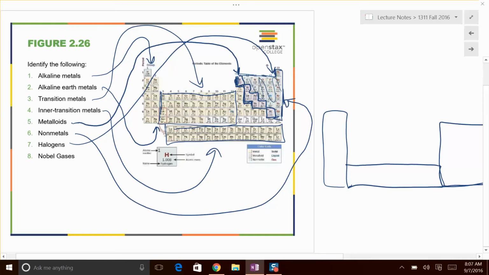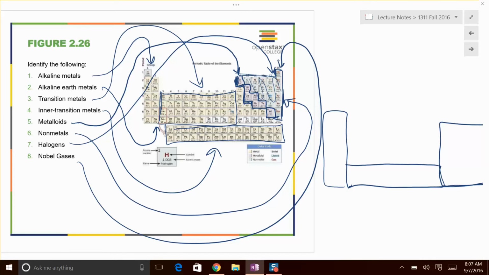Noble gases, that would be the very last column of the periodic table. Right there. And those guys are the noble gases because they are inert. They don't react with stuff. And there's a reason for that. The reason is because they have a full valence shell. And we're going to talk about what that means. But these guys, they like being the way they are.